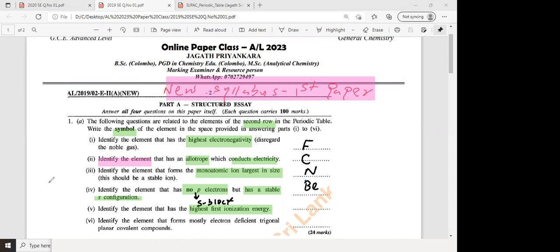1, 2, 3, 4, 5. Okay, who didn't give the answer? 1, 2, 3, 4. Oh yeah, all of you gave the correct answer. Very good. All of you are correct. Answer is neon. If they have not given the second period, then it will be helium.